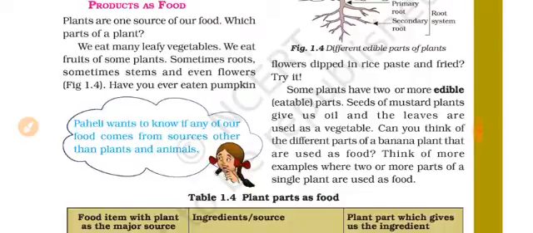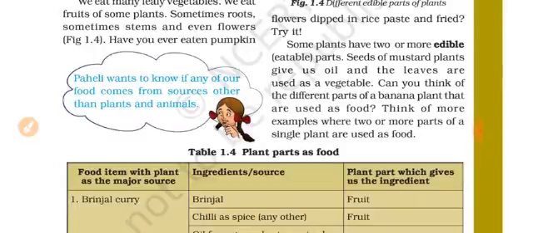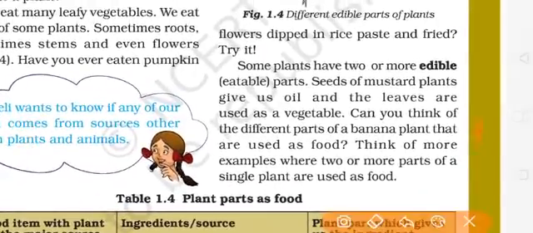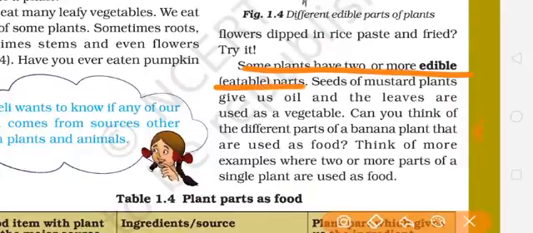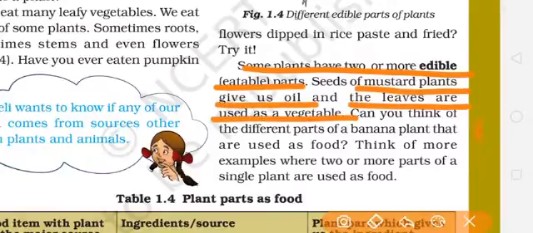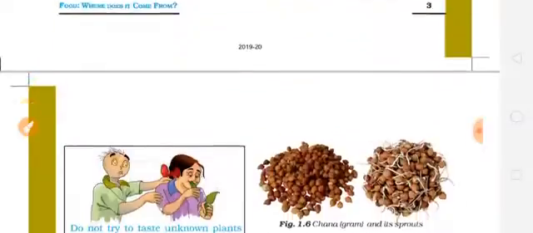In the first it is given brinjal curry, ingredients and sources, plant part which gives us the ingredients. Brinjal is given. Brinjal, it is a fruit, we are getting it from the plant. Chilli as a spice, any other spice name also you can write, it is a fruit. And oil from groundnut, mustard, soya bean and any other plant, it is also a seed, okay. And other two columns you have to do yourself. Example, any example you can write.